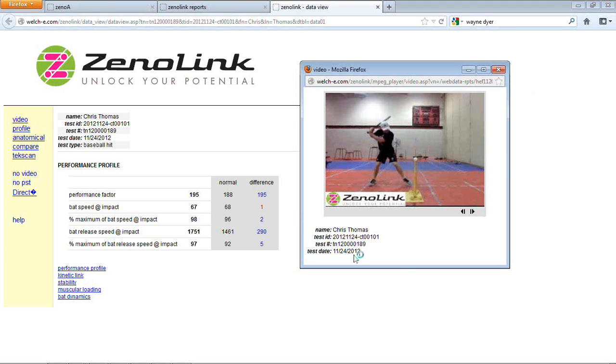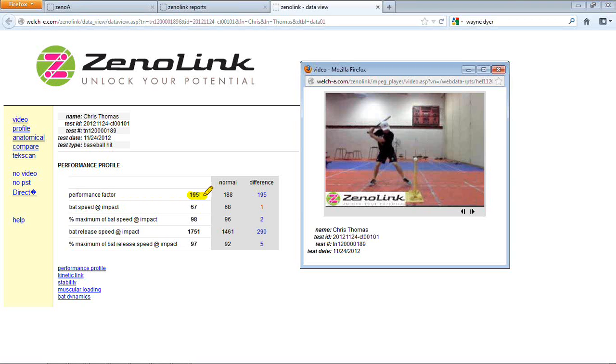This is a ZenoLink data view analysis for Chris Thomas, baseball swing, collected in November 2012. We take a quick look at our performance profile and a few key numbers. Performance factor tells us how effective the hitter is at utilizing peak speed output or power output.